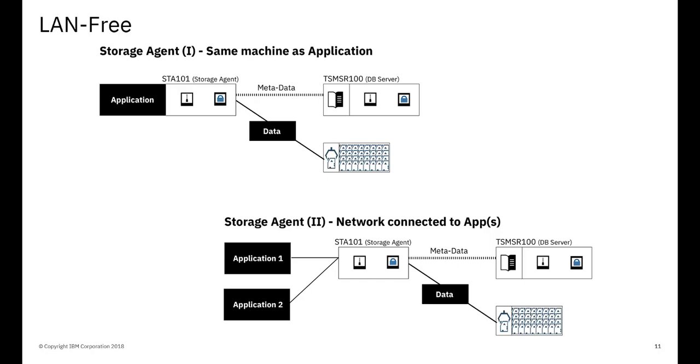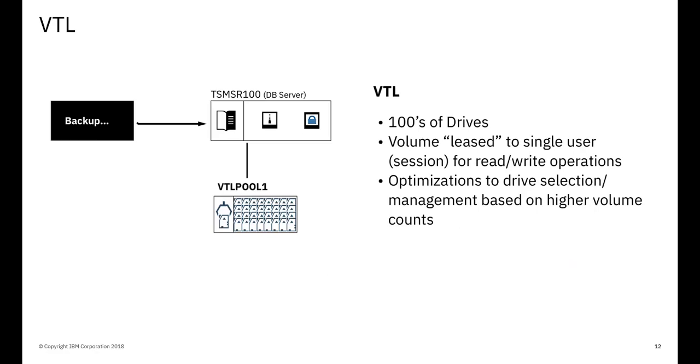You could also have the storage agent sit on its own machine and then have multiple application servers connect into it. And then that storage agent would send the data LAN-Free to the actual libraries and drives and the metadata across the LAN to the Spectrum Protect server. Spectrum Protect has a wide support for different VTLs. Virtual tape libraries are known for being able to offer up hundreds of drives for the backups.